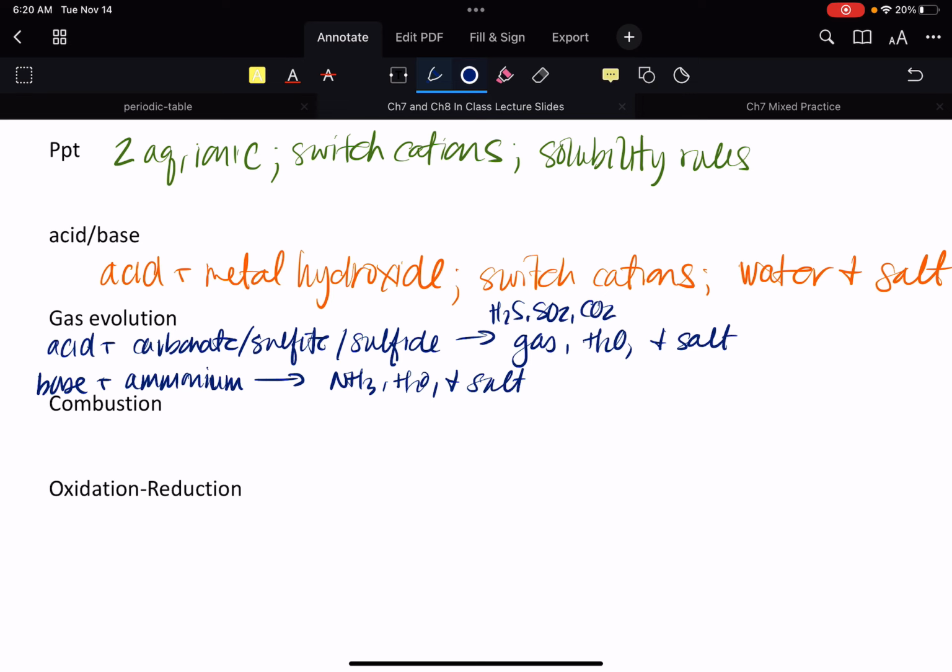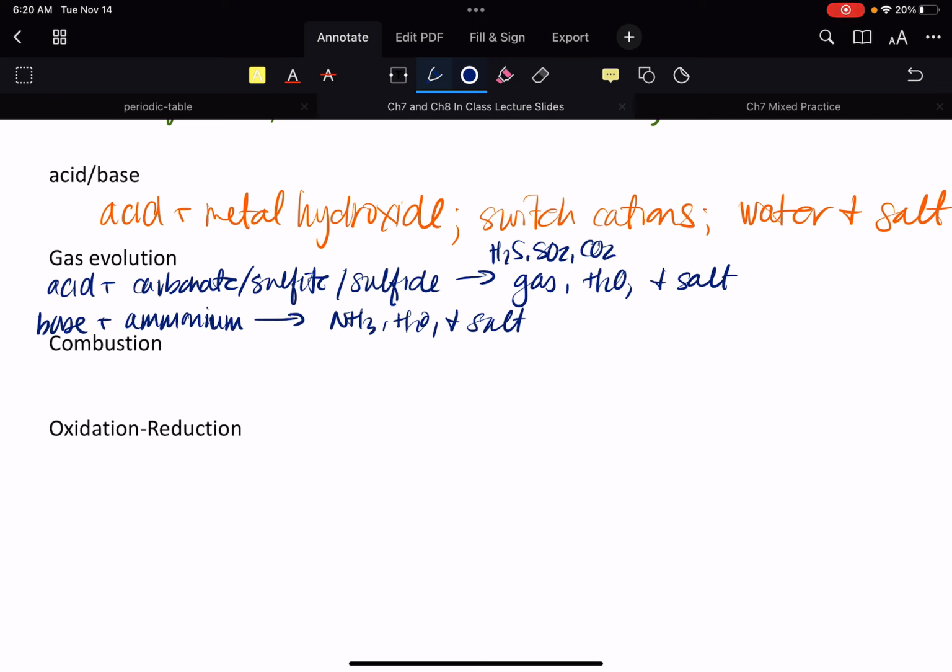So again, what we're doing is we're summarizing what to look for on the reactant side. Think about what we should think about when we see those reactants, and then what we should get on the product side. And don't forget that all of these are based on the fact that we switch cations. We switch our cations, and then there is an intermediate, and that intermediate is what breaks down one more time.